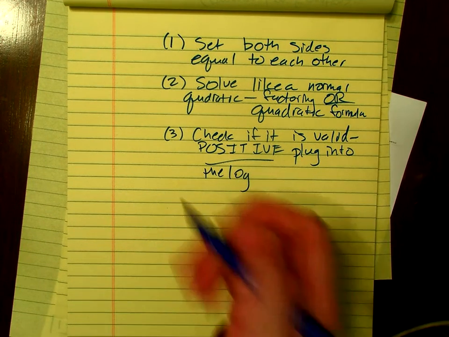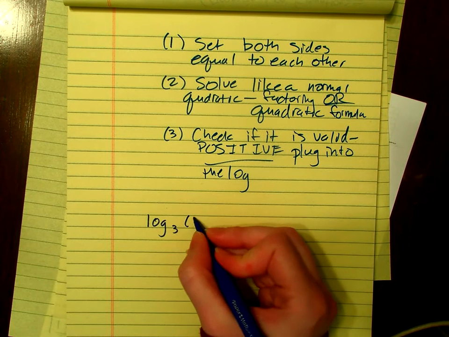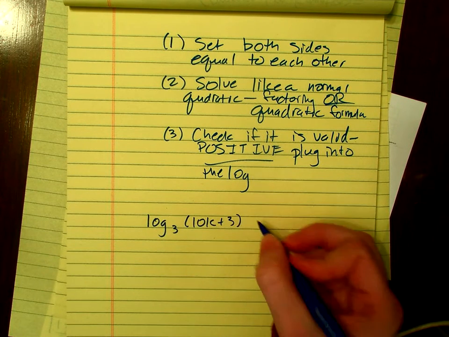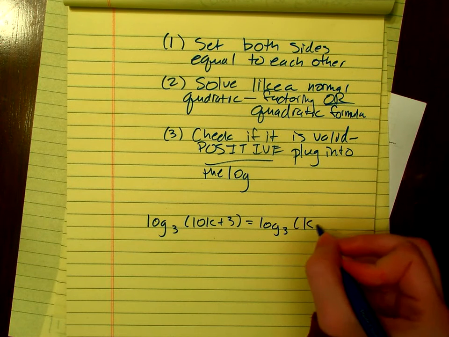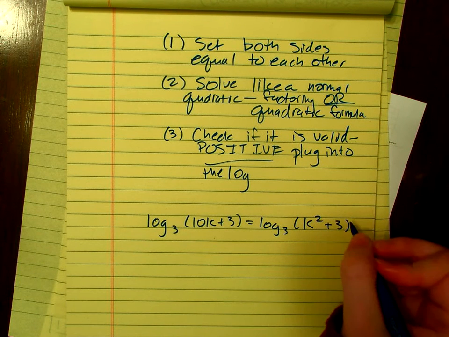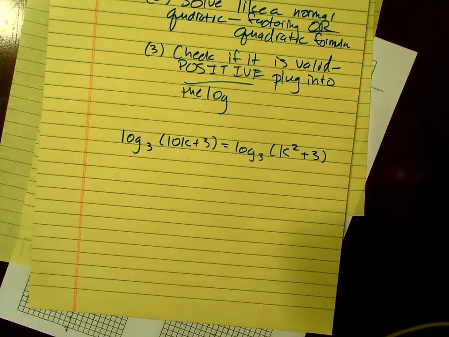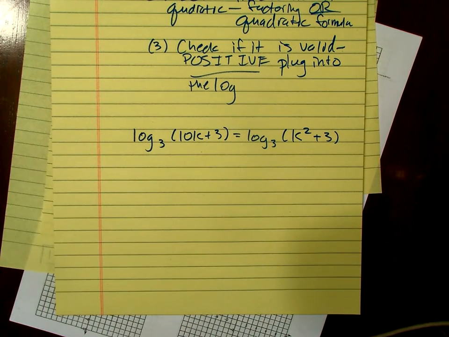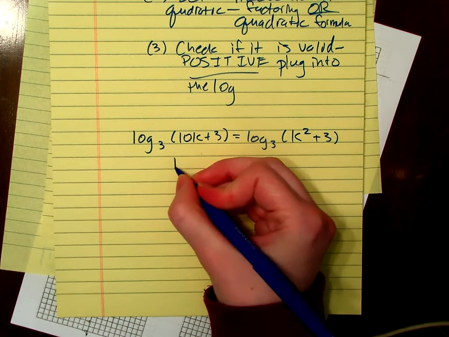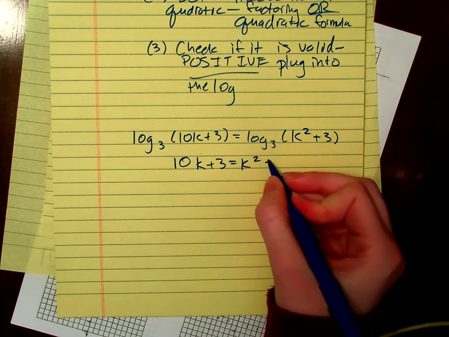So let's do another example. Let's say I had log base 3 of 10k plus 3 equals log base 3 of k squared plus 3. So let's go ahead and solve this guy out. I want you to go ahead and pause the video. I want you to go ahead and try this on your own before I go through it. Alright, welcome back. We're going to go ahead and set 10k plus 3 equal to k squared plus 3.